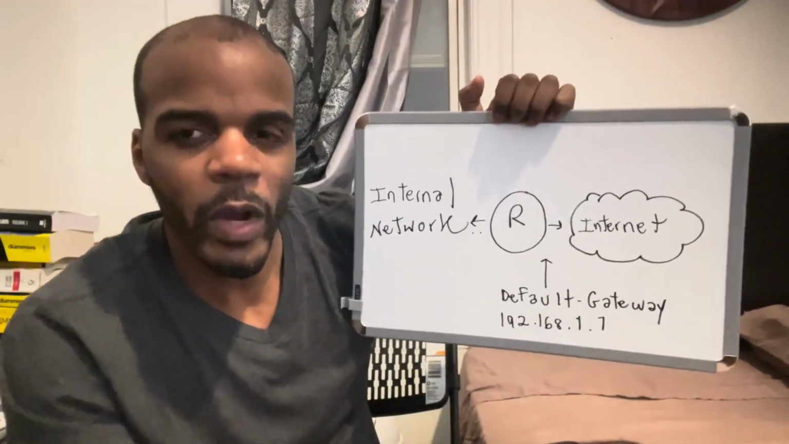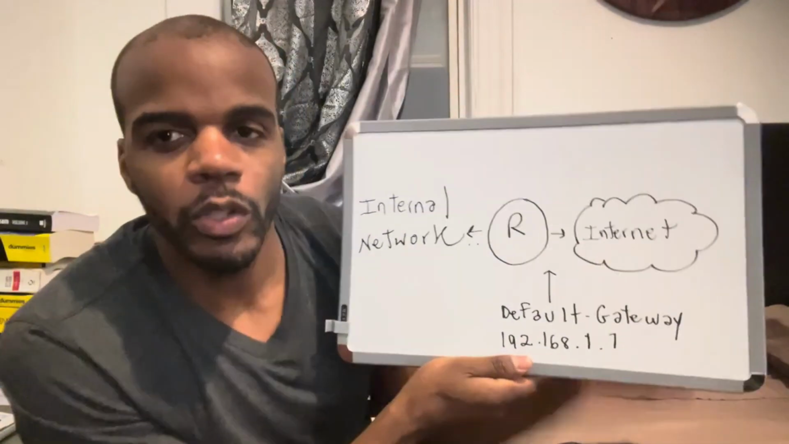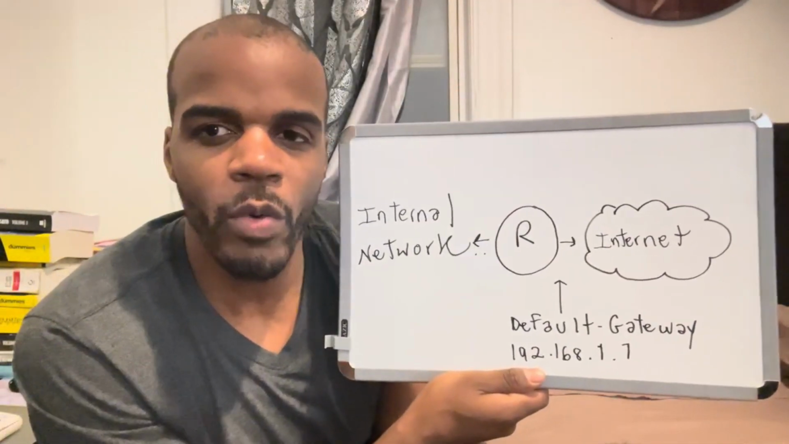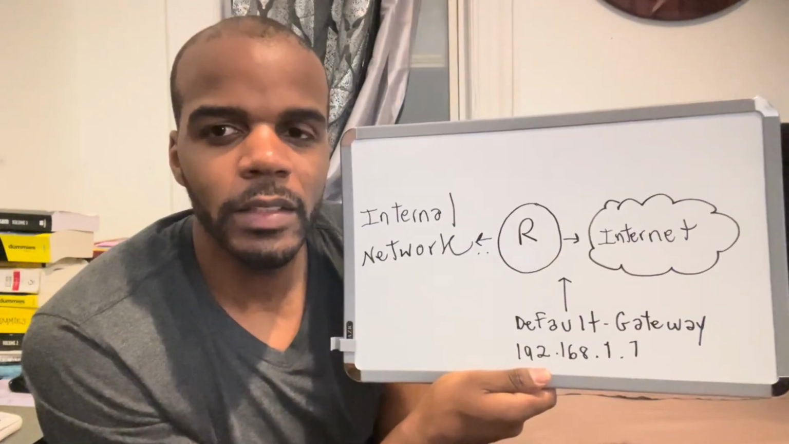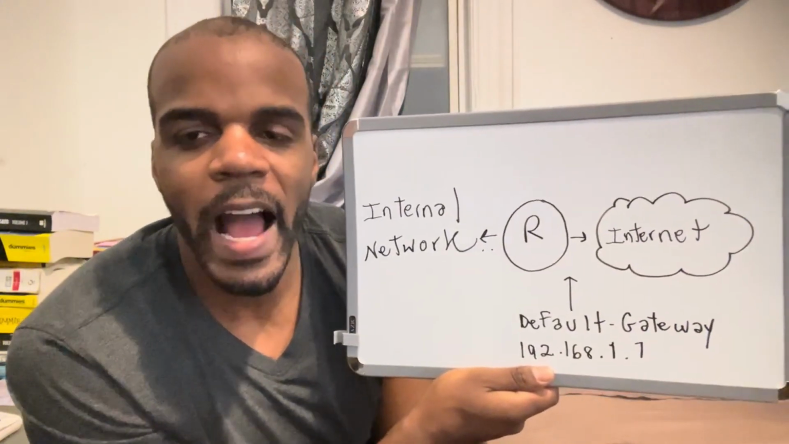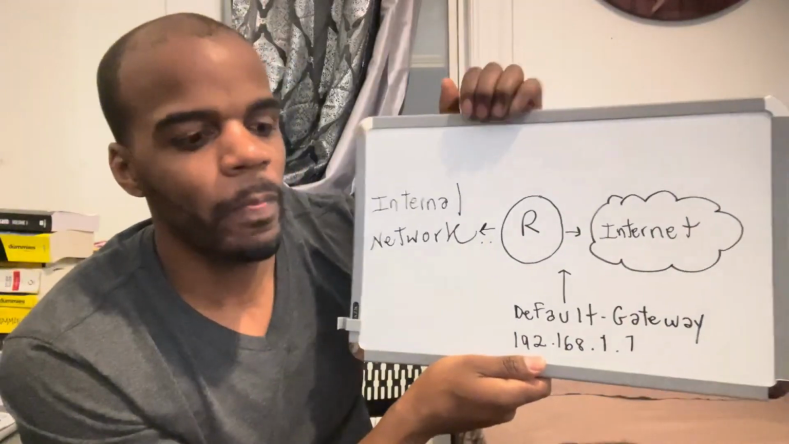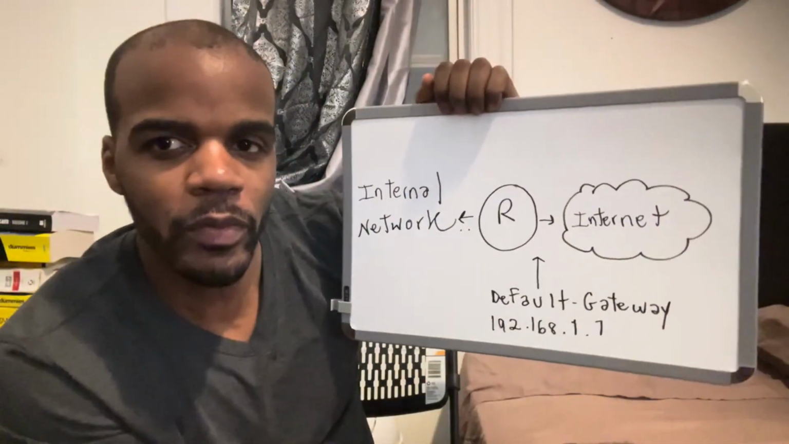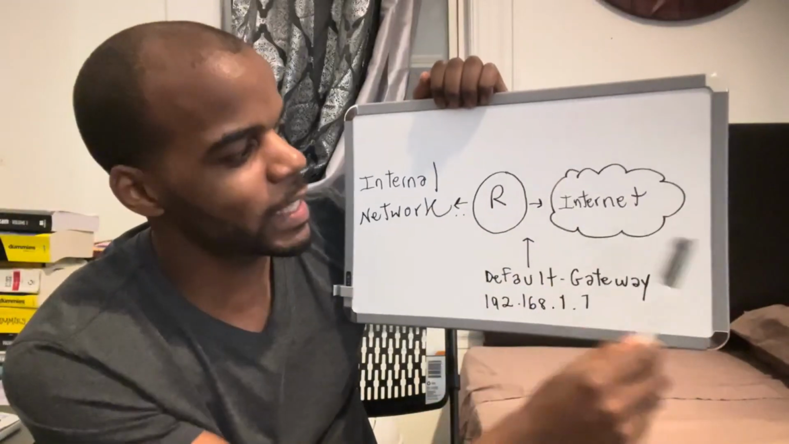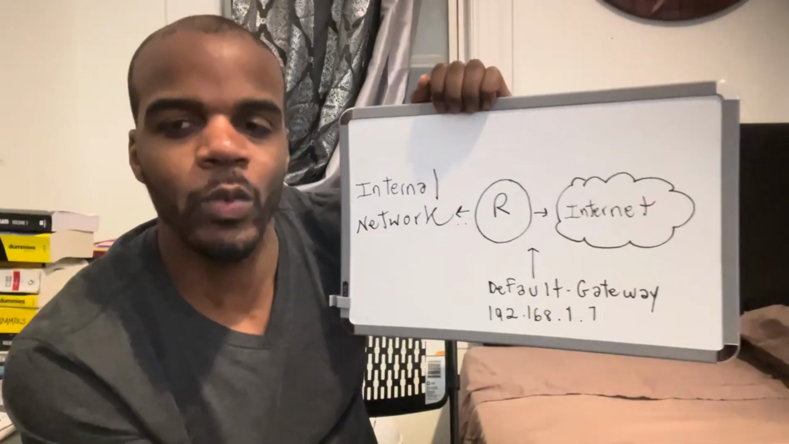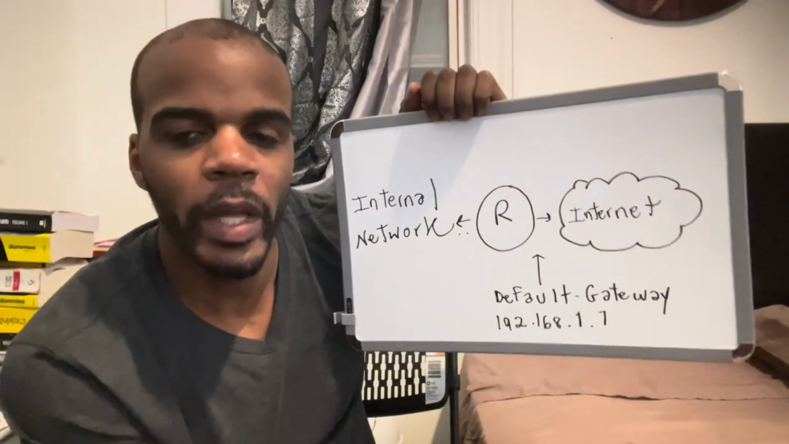So what is a default gateway? Well, we pay attention to the word gateway. A gateway is an exit outside. So the router's responsibility is to route information outside. You're routing information outside the network. That's why it's called default gateway.